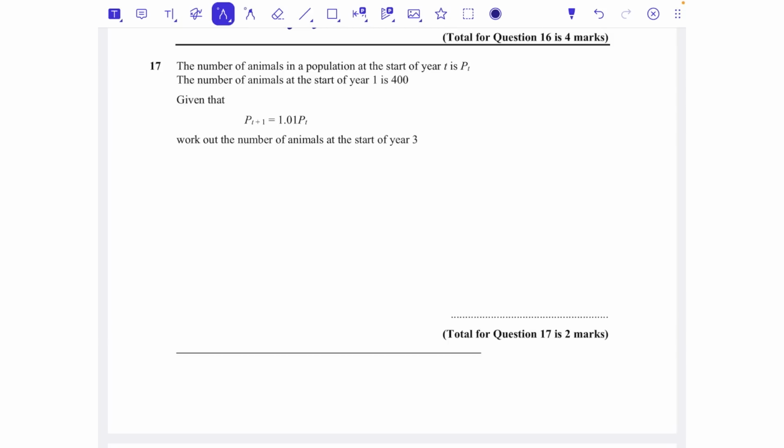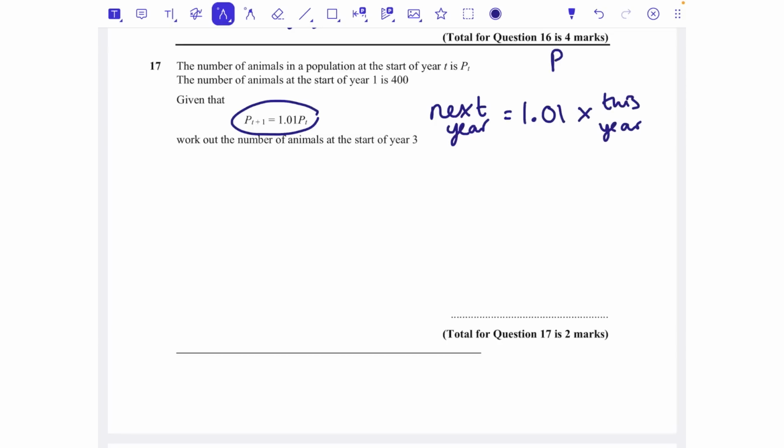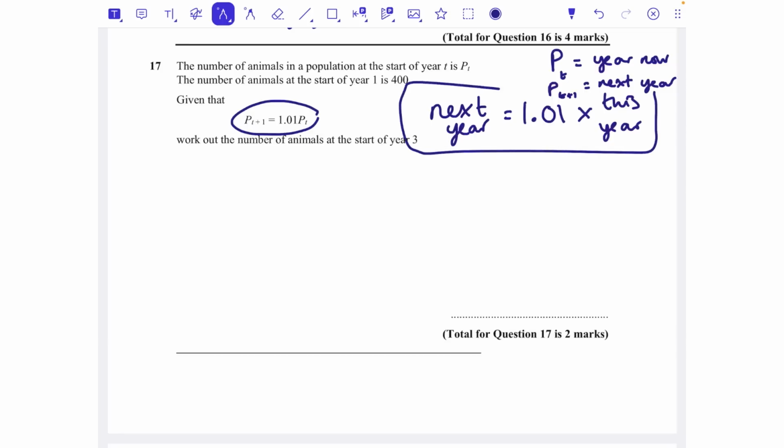Given that P t add 1 is 1.01 P t, work out the number of animals at the start of the year. So this is really just checking your understanding of notation. All this means is to get to the next year, you're going to take 1.01 and multiply it by this year. So P with a little t is the year you're on now, and P t plus 1 just means next year. So this looks really complicated, but all it means is this. If you want next year, you just need to times the current year by 1.01.